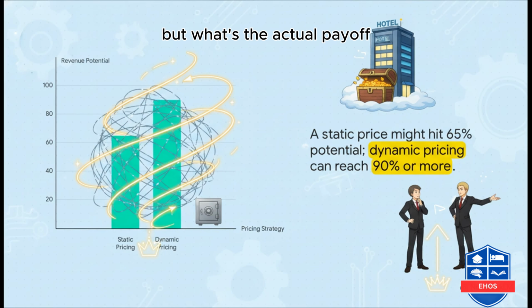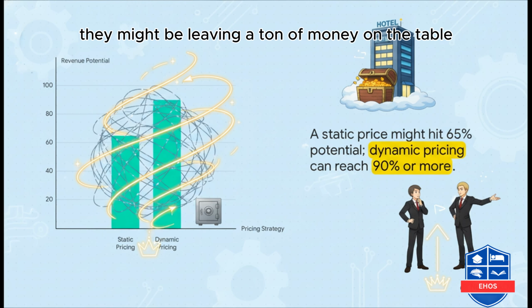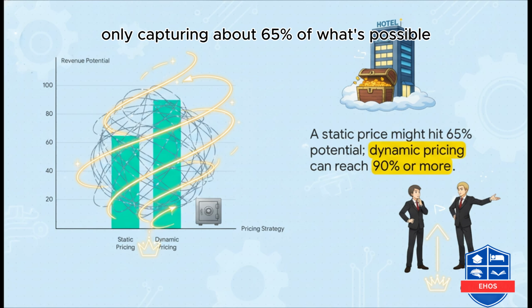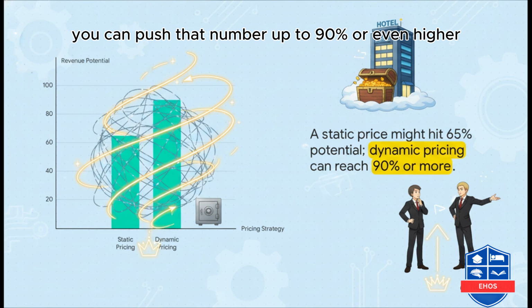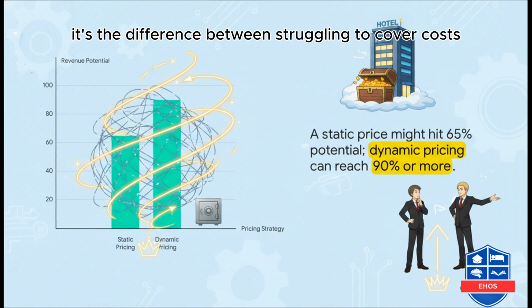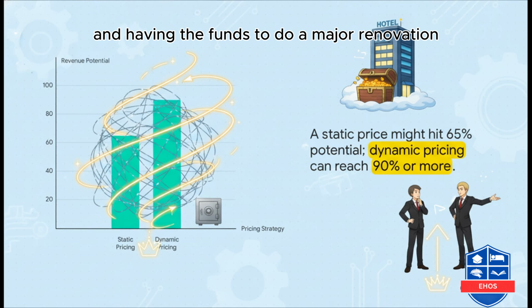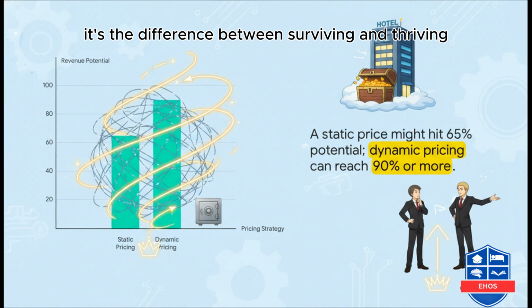But what's the actual payoff? Well, this chart says it all. A hotel that just sets one price and forgets it, static pricing, might be leaving a ton of money on the table, only capturing about 65% of what's possible. But a hotel using a dynamic strategy can push that number up to 90% or even higher. And that massive gap isn't just a little extra profit. It's the difference between struggling to cover costs and having the funds to do a major renovation, invest in your staff, and build an incredible brand. It's the difference between surviving and thriving.